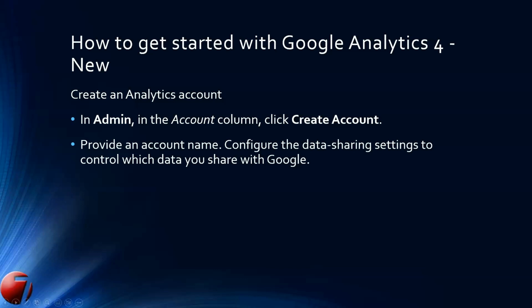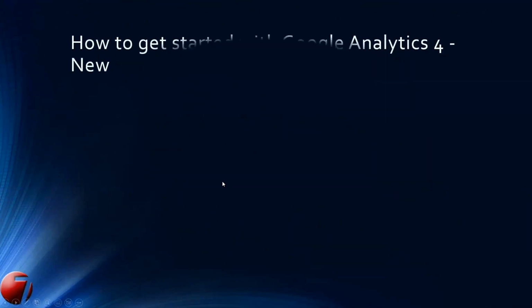Provide your account name, pretty straightforward. Configure your data sharing settings. It's a pop-up. How much data do you want to give to Google? I usually turn all of the options off, because these are not the options of what you're collecting. These are the options of what you're sharing with Google for them to use to remarket and to train their other services. Click next, and it will give you your GA4 code. Then we'll go in and do a configuration.